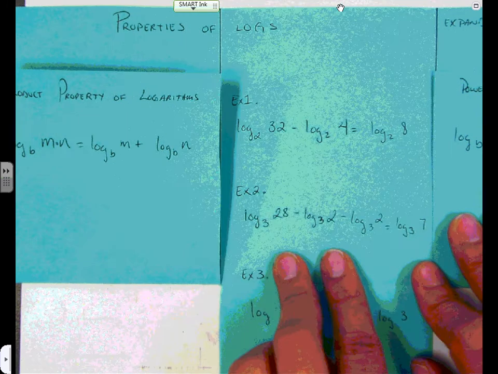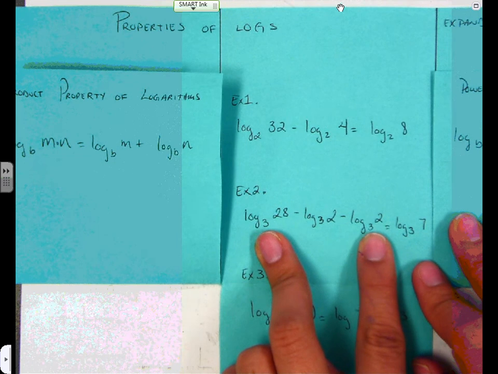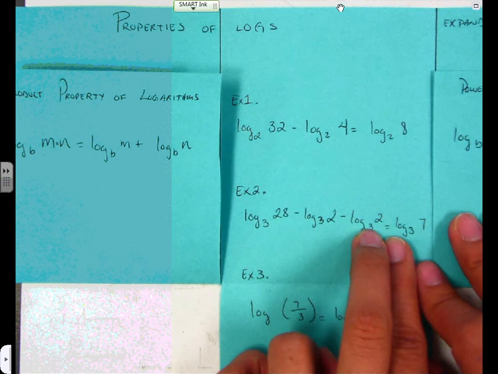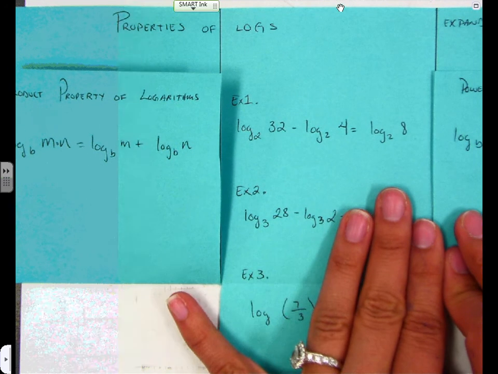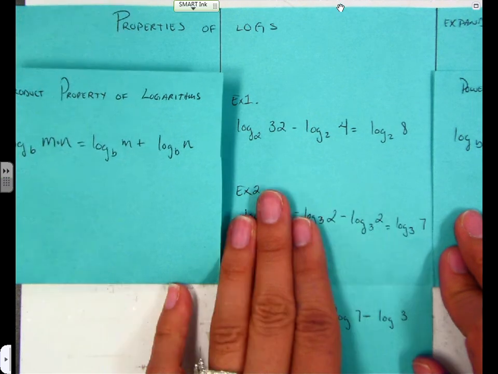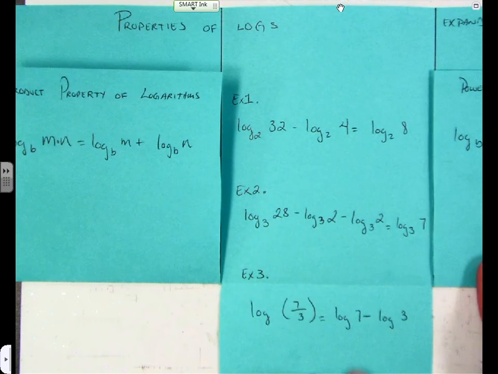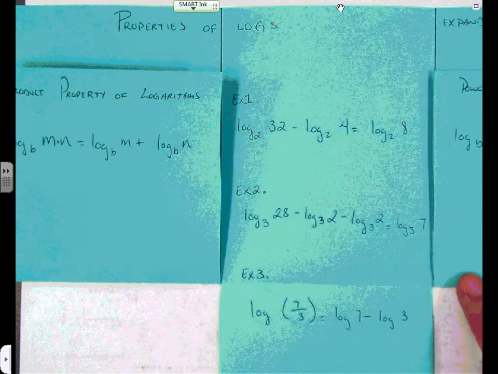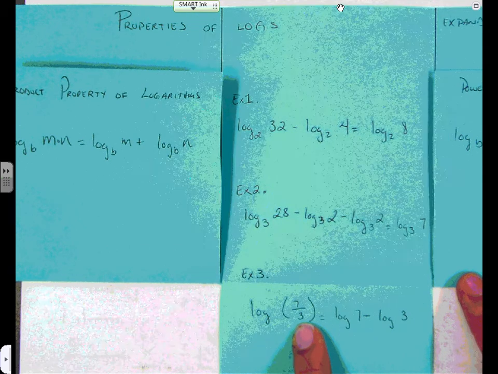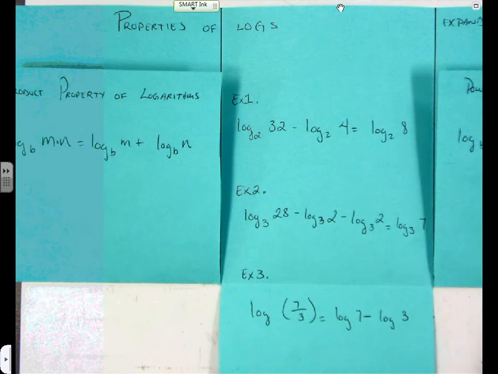Let's look at example 2. You take log base 3 of 28 minus log base 3 of 2 minus log base 3 of 2. There are 3 log functions. Well, the way that you work this is, what is 28 divided by 2? 14. And what is 14 divided by 2? And that is 7. So the final answer is log base 3 of 7. If you look at the last example, what is 7 divided by 3? Well, it's not an even number, so we have to subtract log 7 minus log 3, and that's as far as we can go. That's another way of rewriting it.